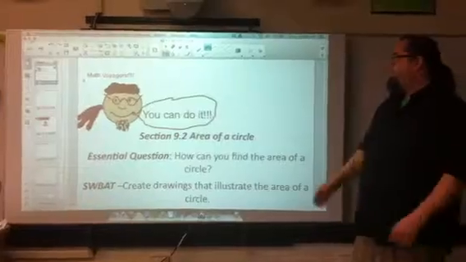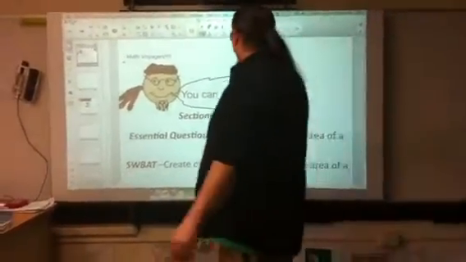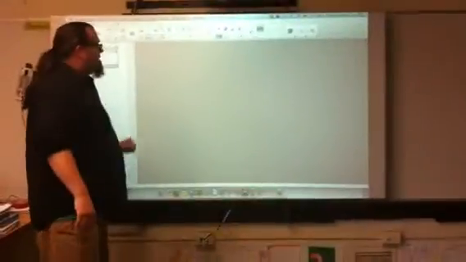So today, area of a circle. Essential question: how can you find the area of a circle? And the student will be able to create drawings that illustrate the area of a circle. All right, so now we'll move on to the next slide.